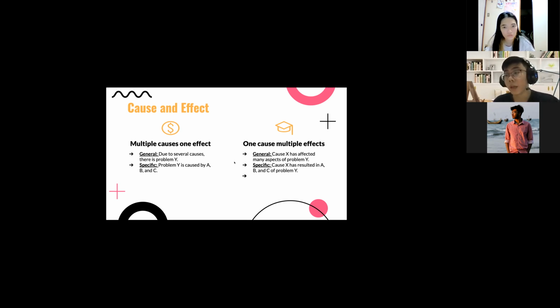So, Phoebe, do you want to give one example for the one cause multiple effects for this? One cause multiple effects. I gave the multiple causes. I only think of causes. No, you get to do the part that everyone refuses to do. How about one cause multiple effects? Okay, one cause multiple effects.